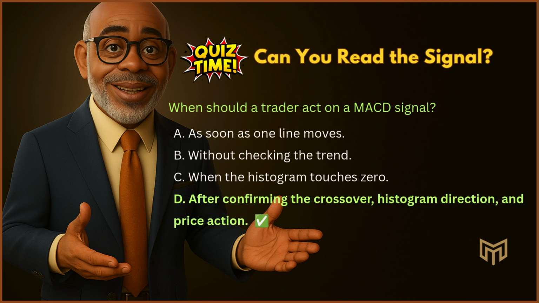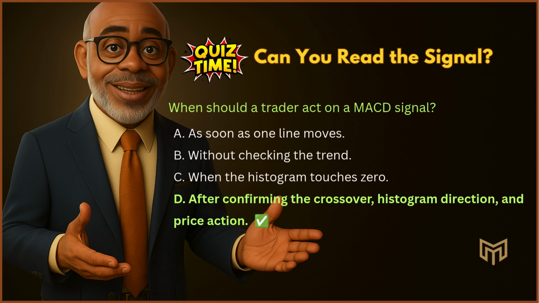The correct answer is D, after confirming the crossover, histogram direction, and price action. This is the discipline that separates consistent traders from impulsive ones. The MACD is a powerful tool, but it works best when you let all the pieces line up before you act. If you chose A, as soon as one line moves, one line moving is noise until the rest of the picture confirms it. Reacting too early is one of the fastest ways to get caught in a false signal.